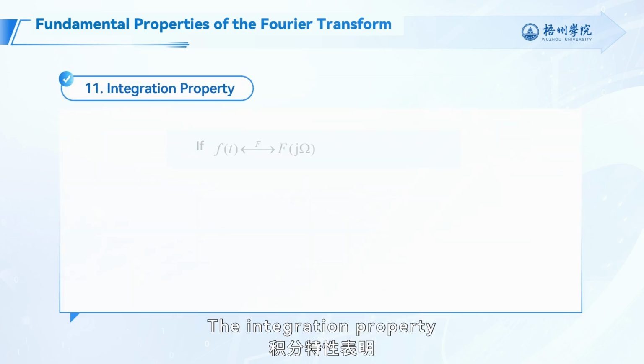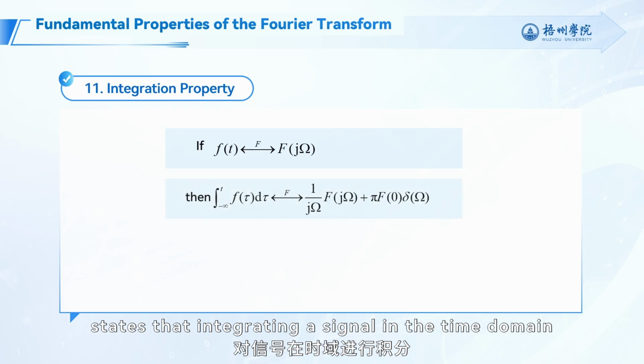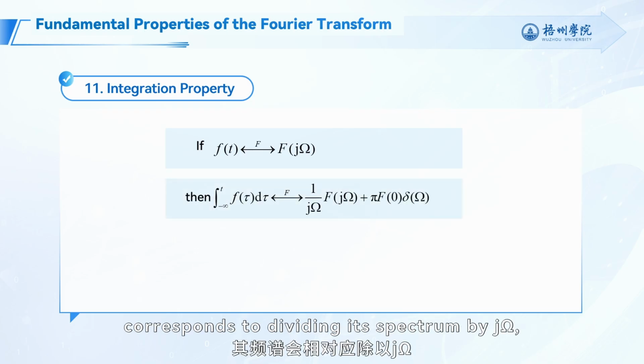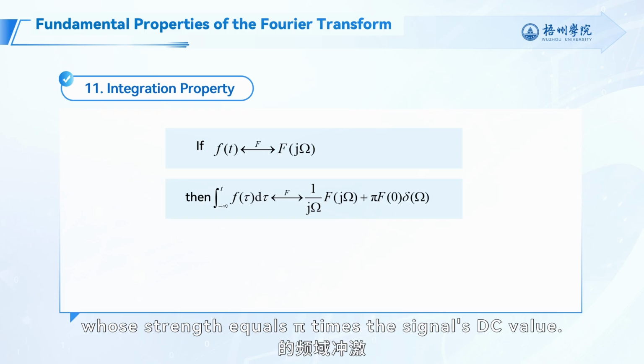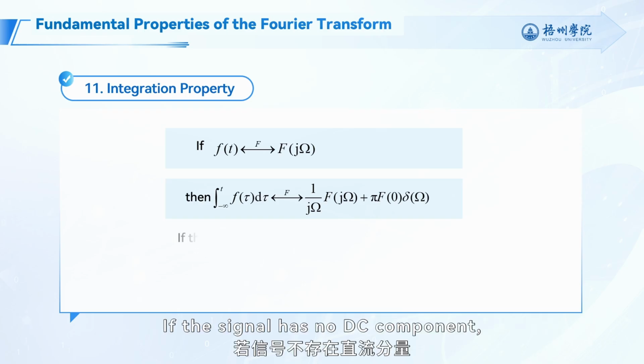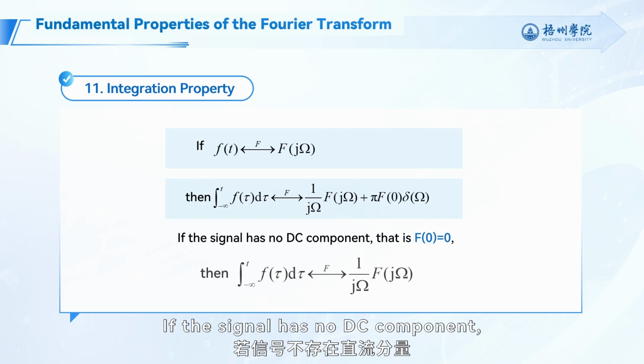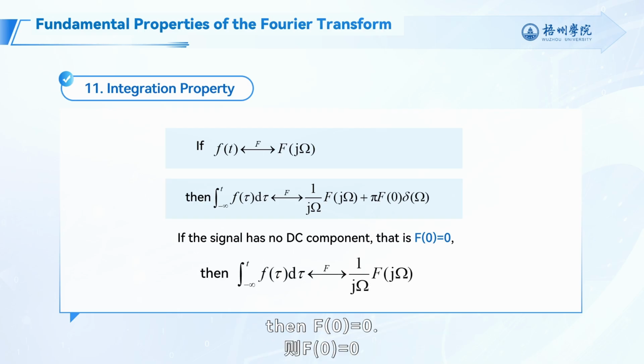The integration property states that integrating a signal in the time domain corresponds to dividing its spectrum by j omega, with the addition of an impulse at zero frequency, whose strength equals pi times the signal's DC value. If the signal has no DC component, then F(0) equals 0.